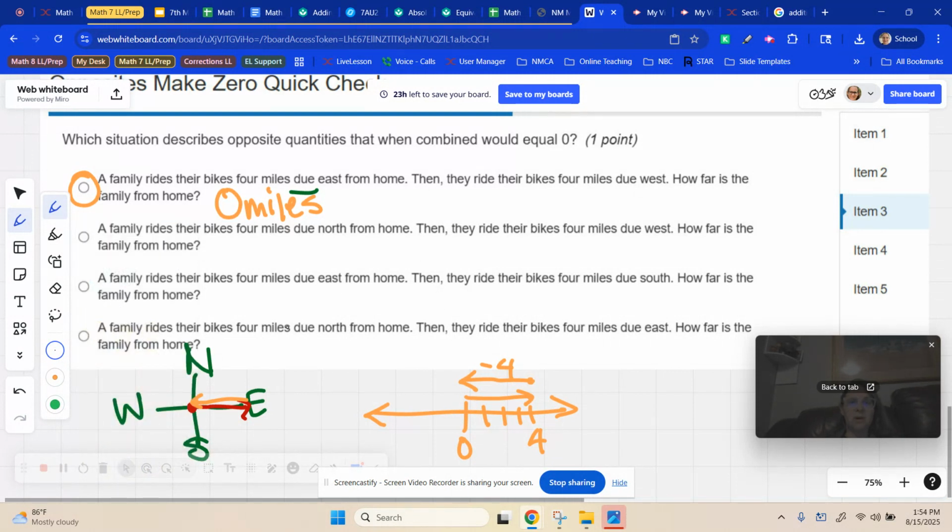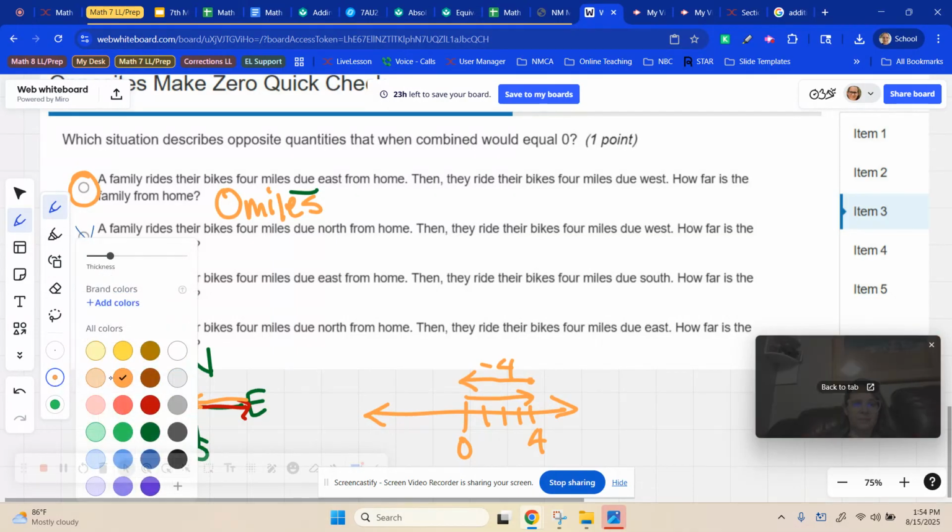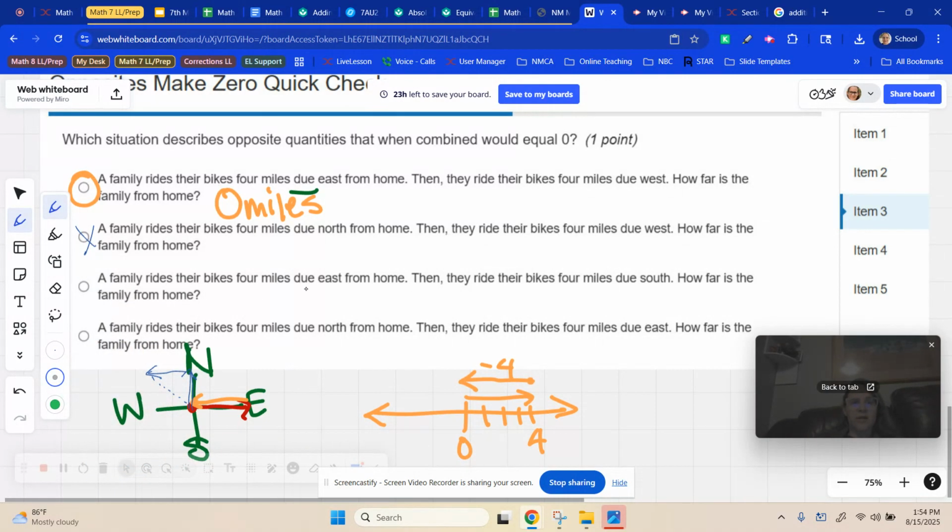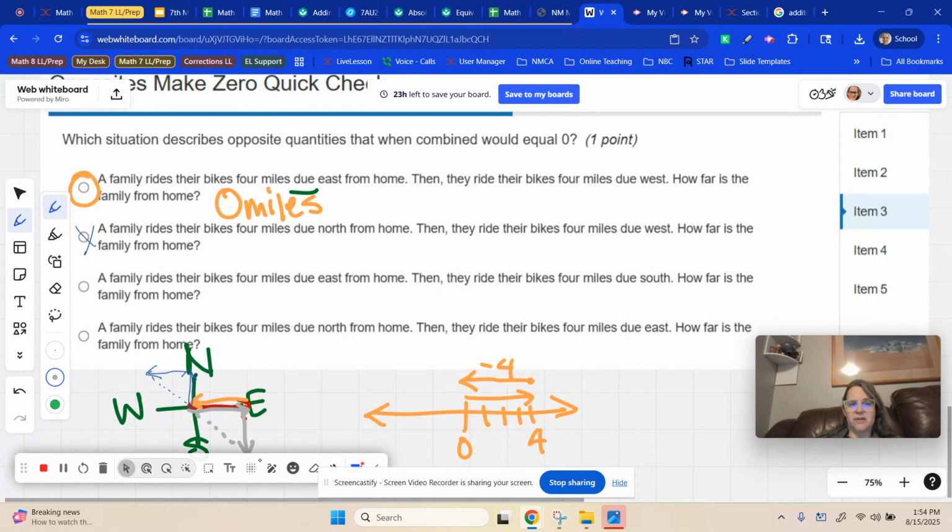A family rides due north, then they ride due west. That would be like this. Up to north, and then 4 miles due west. And then they would be however far this is from home. So I don't think that really represents an additive inverse. The next one, they're gonna ride east and then south. So that would start out looking like the last one, but then they would go south. And then they'll be however far this is from home.